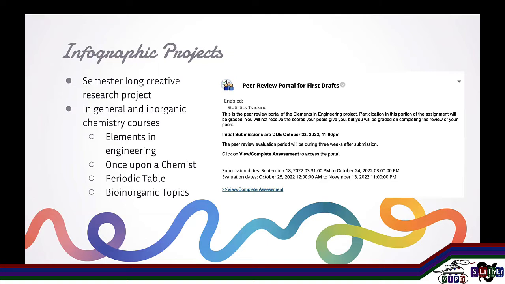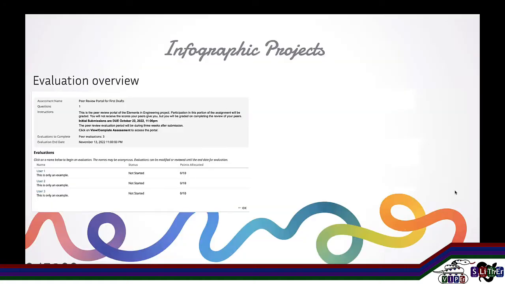So by August 23rd, my students turned in their first draft, and you can see that submission date is the window that submission portal was open. And then for the next 3 weeks after that was when the evaluation window is open. So that's actually going on now. And that evaluation kind of looks like this over on the left.